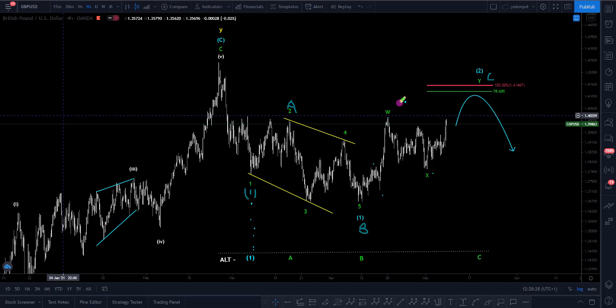So with the alternate count, we will have A, B, then C, but wave 1 will be here. At the same time, you can also count it in a leading diagonal way of blue wave 1. Then we are looking at the WXY.